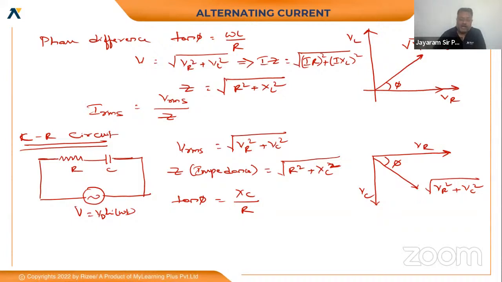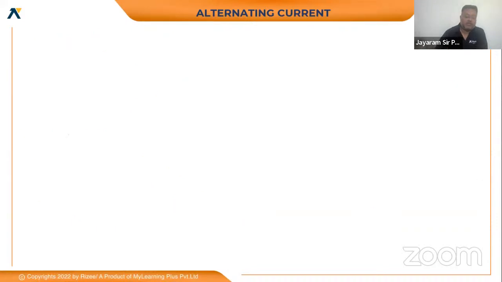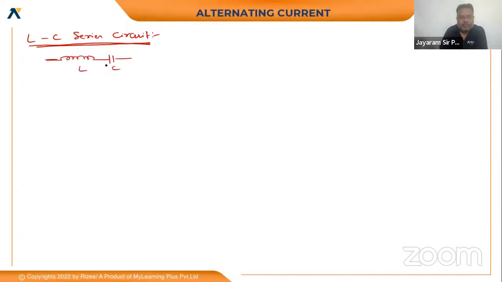Now the third type of circuit is called the LC circuit, that is an inductance and a capacitor, the LC series circuit. So what is this LC series circuit? When an inductor and a capacitor are connected to an AC source in this way.